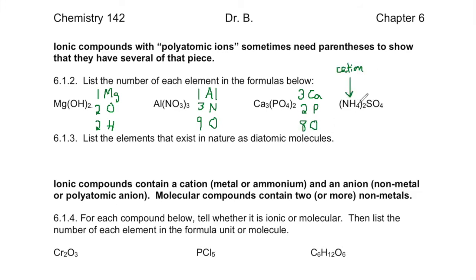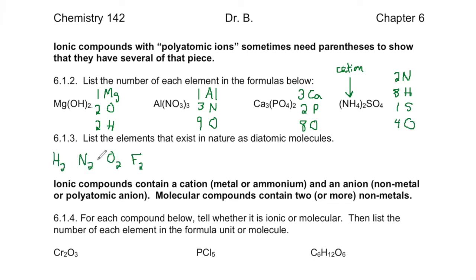So this last compound has an example of our one and only polyatomic cation. That's why this is listed first, because it's the positively charged polyatomic ion. And then we also have a negatively charged polyatomic ion. So we'll be catching up with that, but for now we should be able to figure out the number of elements. 2 times the 1 on nitrogen gives 2 nitrogen. 2 times 4 hydrogen gives 8 hydrogen. The sulfur is just 1, and the oxygen is just 4.